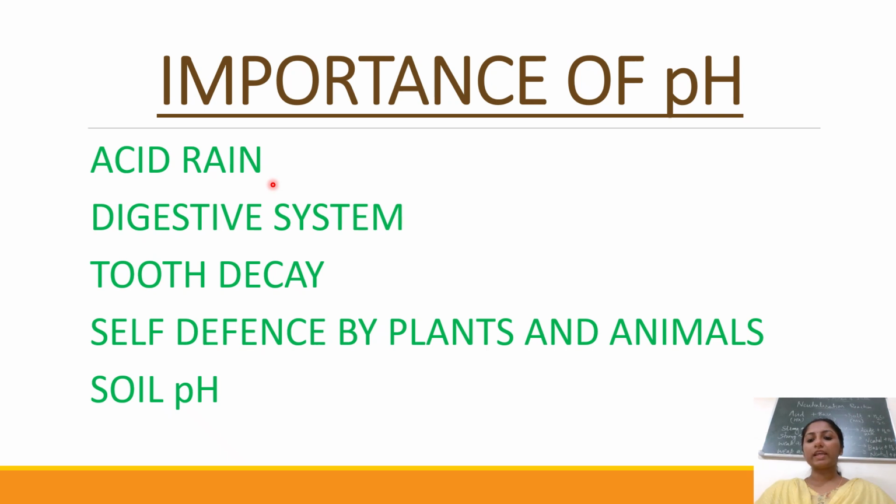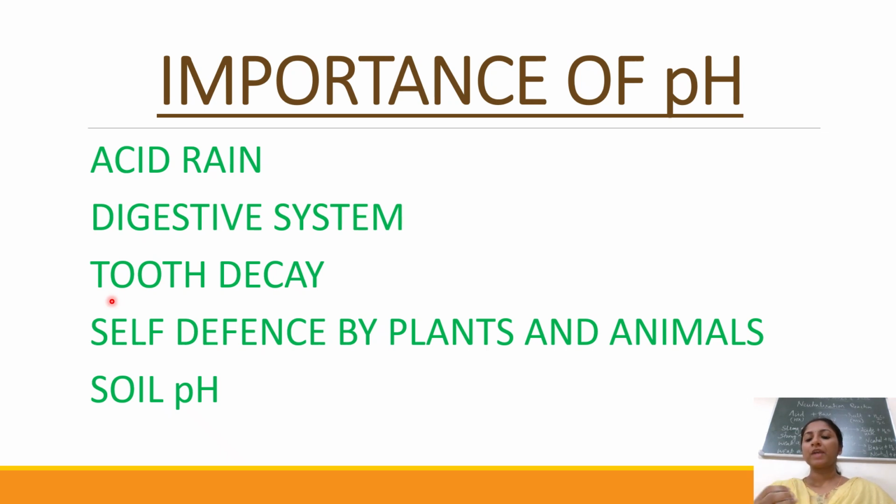What about tooth decay? In our mouth the pH is 5.6. In that case, the tooth is safe and the enamel is safe. If the pH is decreasing, or ranging toward more acidic, what will happen? This increasing acidic nature is due to the presence of microbes, microorganisms or bacteria present within the mouth.